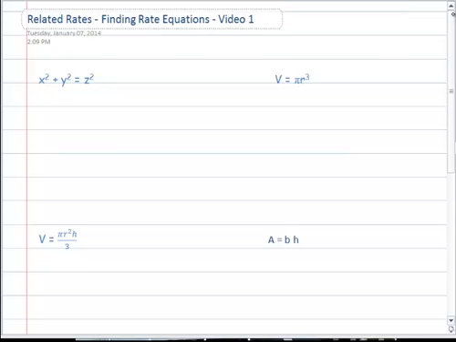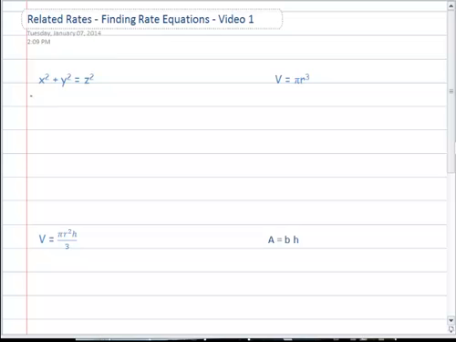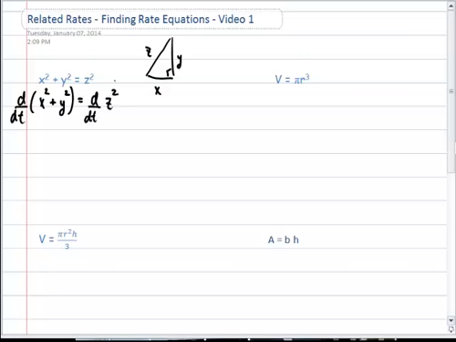So on the very first problem, we'll start off with the Pythagorean theorem problem, and this is a problem that represents a triangle that you know is a right triangle, and we have x, y, and z representing the 3 sides. And if we take a time-based derivative, just like we do with any implicit problem, we take the time-based derivative with respect to the left side of the equation and the right side of the equation. And then we use the chain rule associated with the derivative with respect to t.